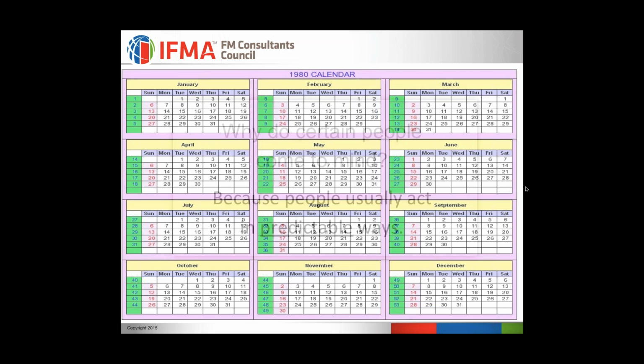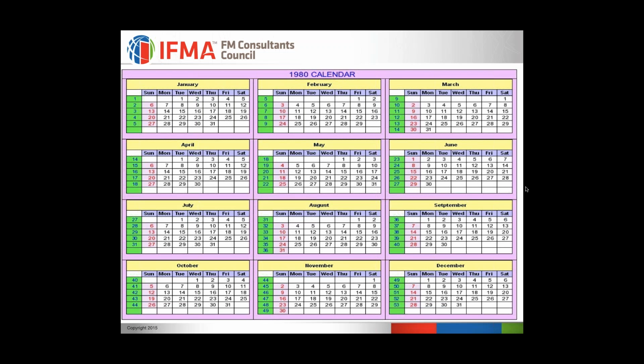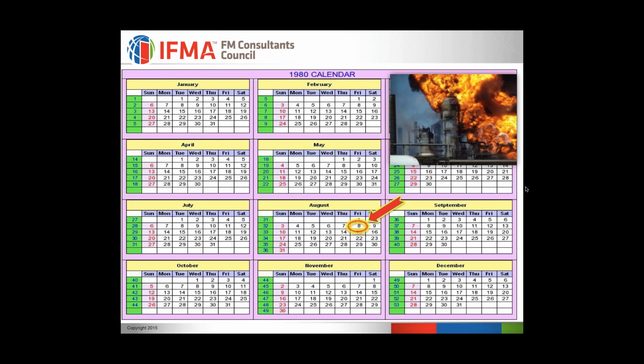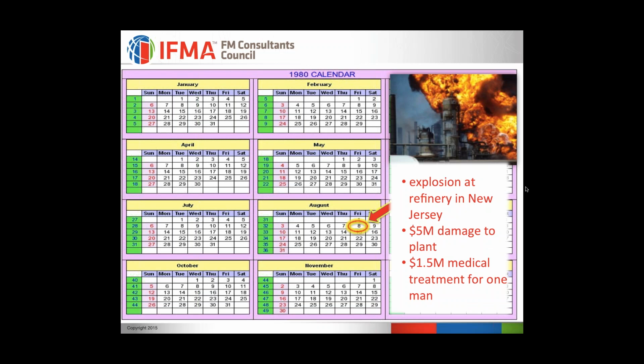I'd like you to look at this calendar. This is an annual calendar from 1980. There was an event that took place on August 8th in 1980. It was an explosion at an Exxon refinery in New Jersey. There was $5 million damage to the plant, $1.5 million in medical treatment for one man.